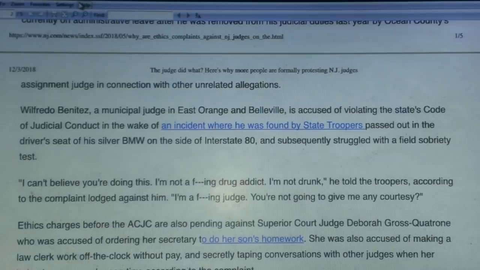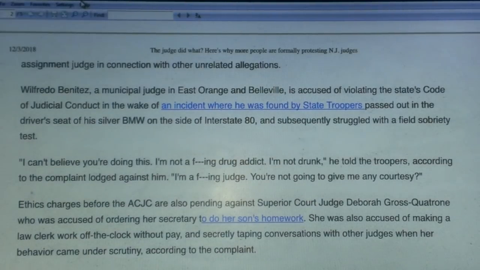And it goes on to say, Wilfredo Benitez, a municipal judge in East Orange, that would be East Orange, New Jersey, and Belleville, is accused of violating the state's code of judicial conduct in the wake of an accident where he was found by state troopers passed out in the driver's seat of his silver BMW on the side of Interstate 80, and subsequently struggled with a field sobriety test. Do you hear me, family? A municipal judge is accused of violating the state's code of judicial conduct in the wake of an accident where he was found by state troopers passed out in the driver's seat of his car, drunk. Do you hear me, family?